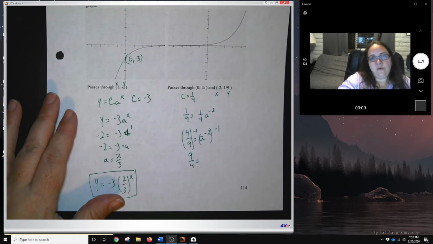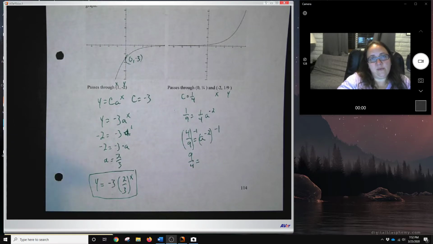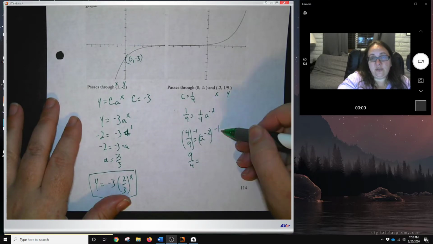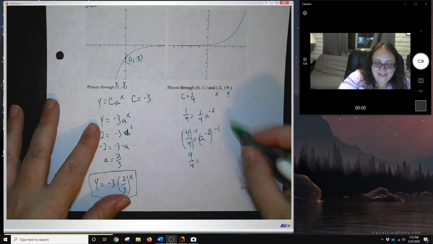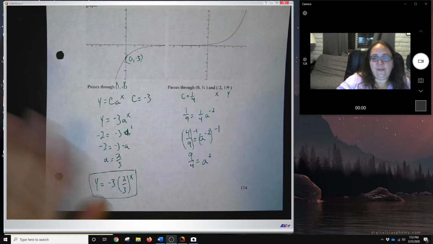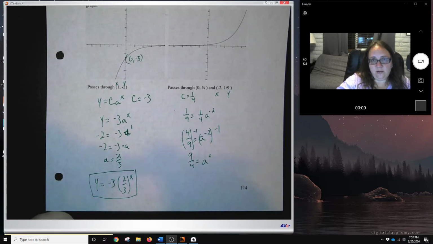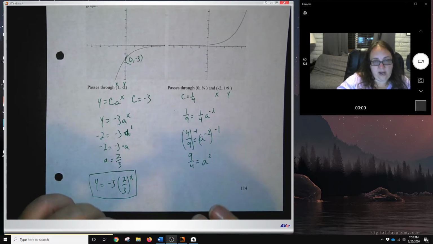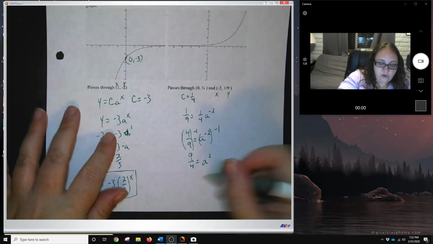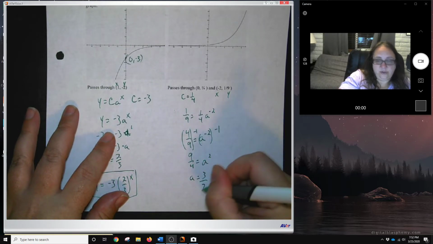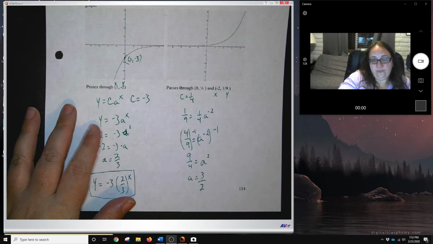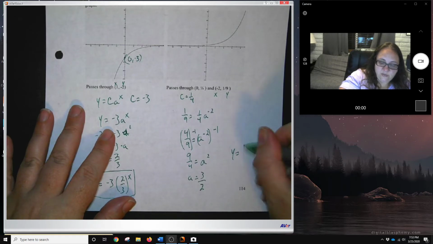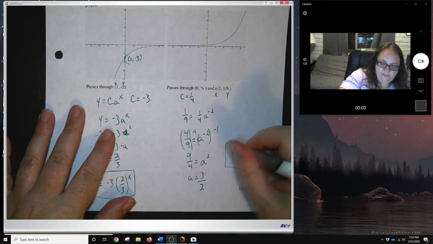Remember, the rule for exponents is that when we take a power to a power, we multiply the powers. So -2 times -1 is a positive 2. So that means 9/4 equals a squared. And then I'm going to square root both sides. So the square root of 9 is 3. The square root of 4 is 2. So that means a equals 3/2. So then my equation is y equals 1/4 times 3/2 to the x.